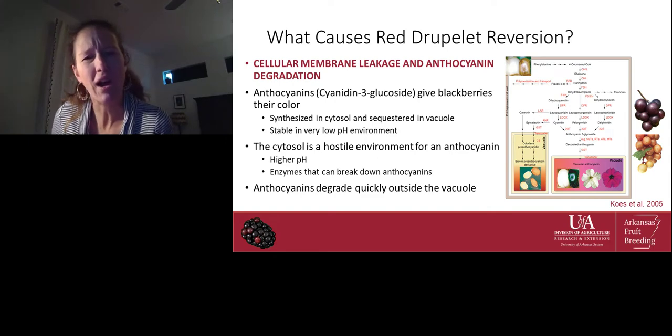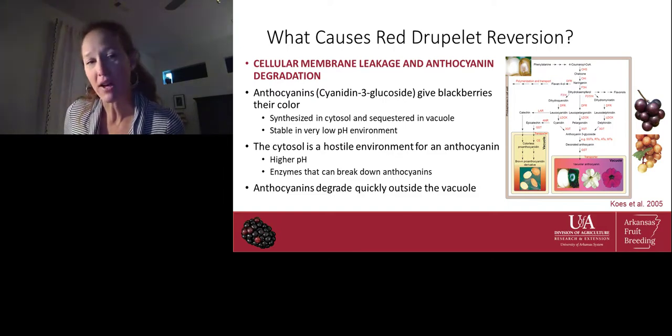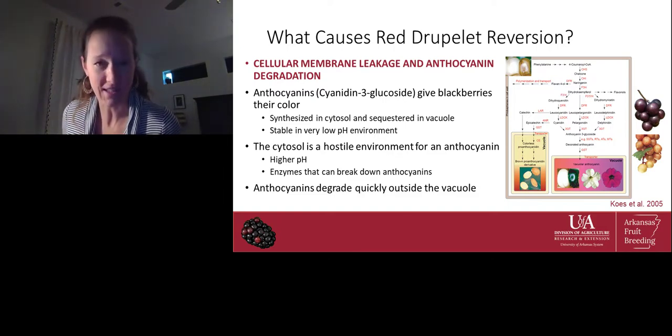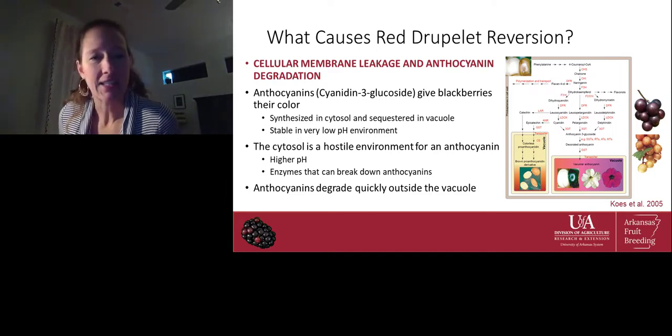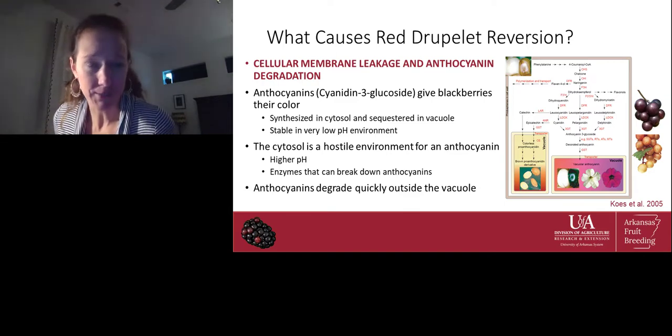So what causes red drupelet reversion? The short answer is that it's cellular membrane leakage and anthocyanin degradation. And I'm not a biochemist, but I'm going to give a little bit of background about what causes this disorder. Basically, anthocyanins, and specifically the anthocyanin cyanidin-3-glucoside, is what gives blackberries their nice characteristic dark color.